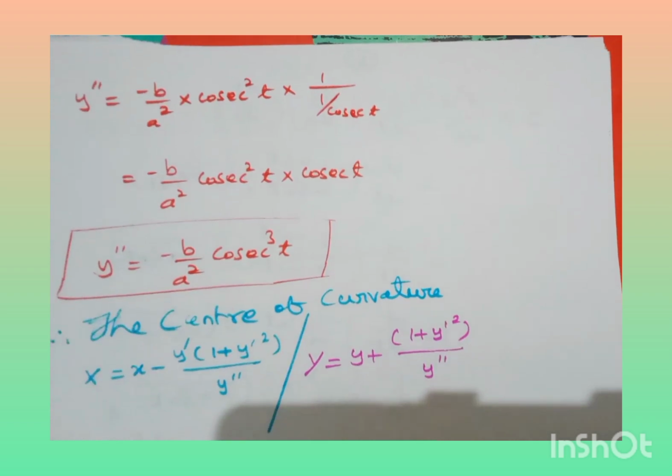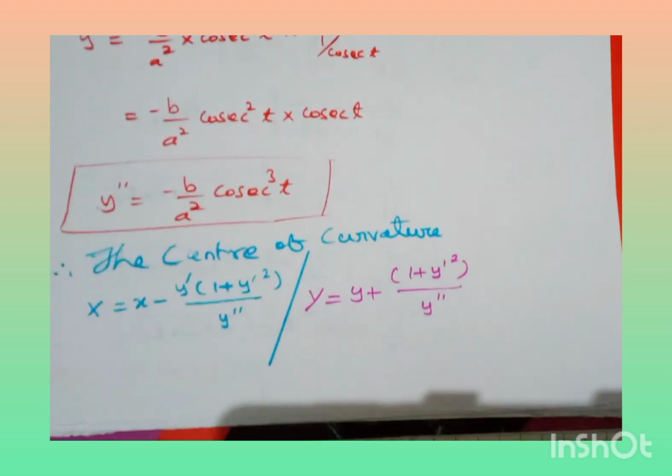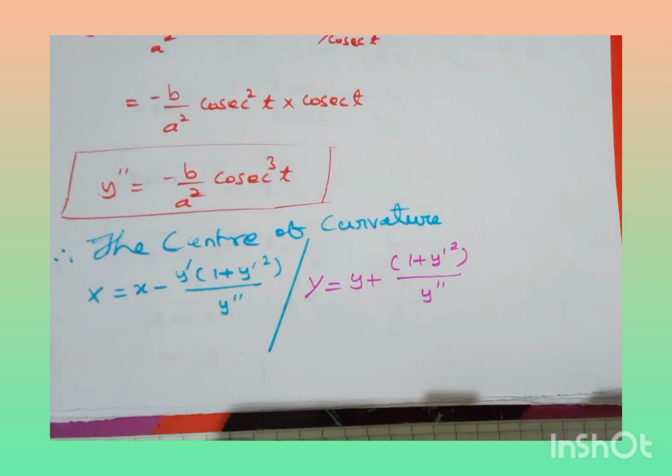Okay, this is the next thing. y double dash is equal to minus b by a squared into cosecant square t into 1 by cosecant t. So already we know sin t can be written as 1 by cosecant t. Simplify: y double dash is equal to minus b by a squared cosecant cube t, isn't it? So these are the answers for y dash and y double dash. This is a way to find these two things.